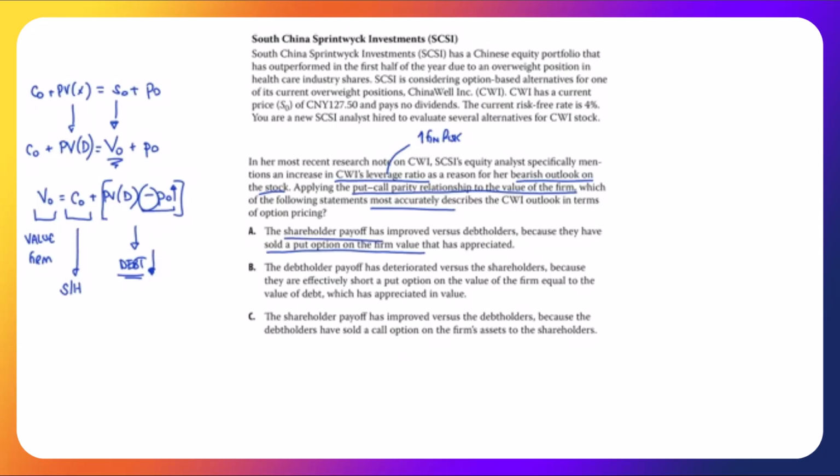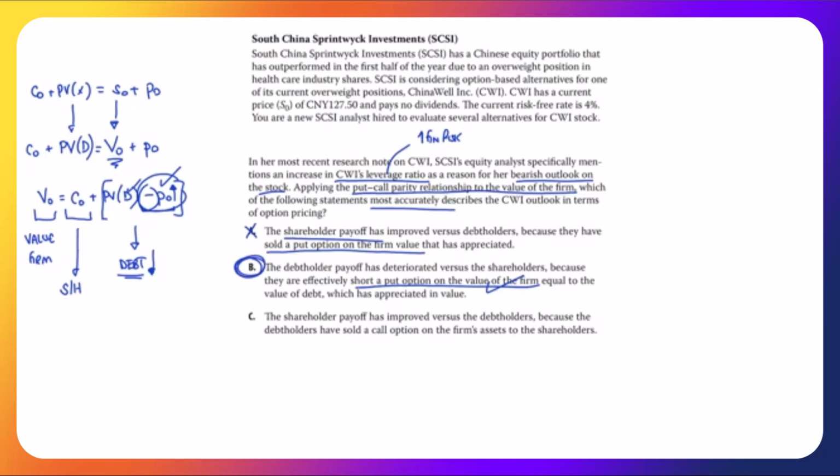No. Shareholders have a put option on the company's assets. They haven't sold it. It's the debt holders who've sold it. So A is wrong. B, the debt holder payoff has deteriorated versus the shareholders. Yes, I think it has, because the value of that put that they are short on has increased, because they are effectively short a put option on the value of the firm. Yes, equal to the value of debt. Yep, that's the strike, which has appreciated in value. Yes, it has. B looks good.